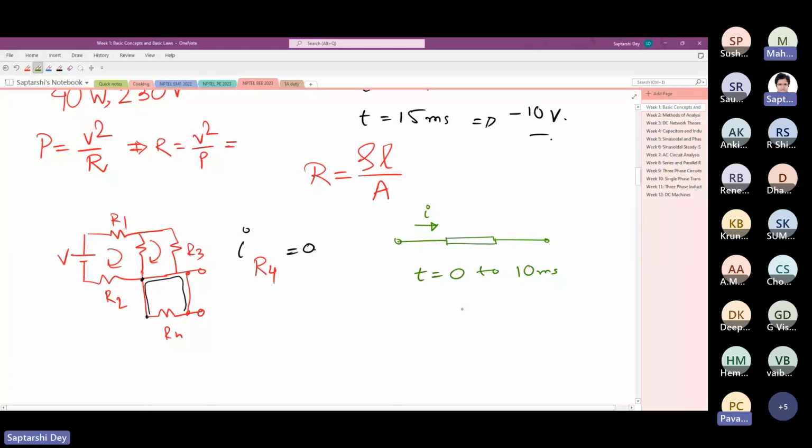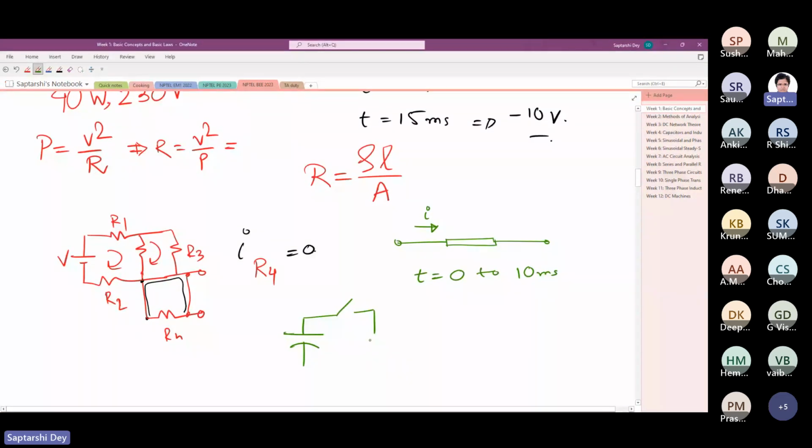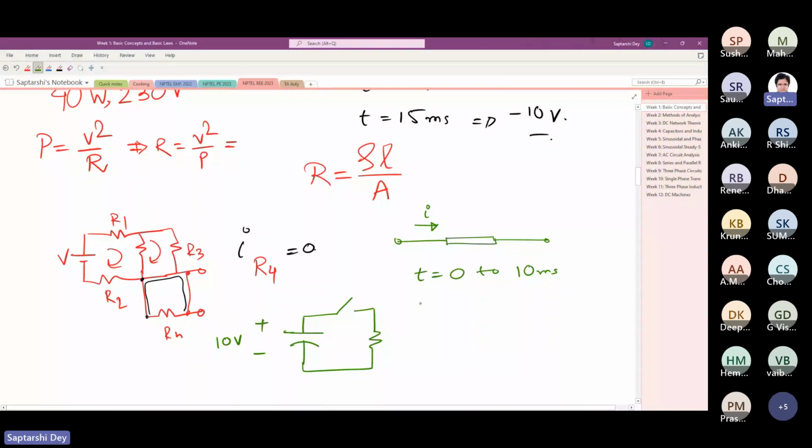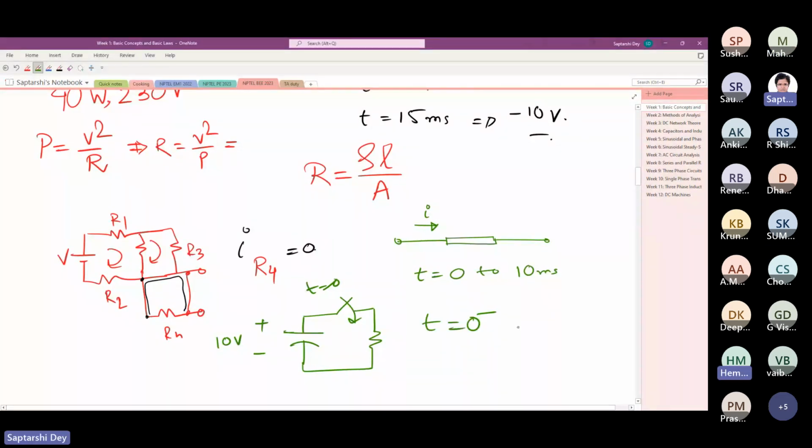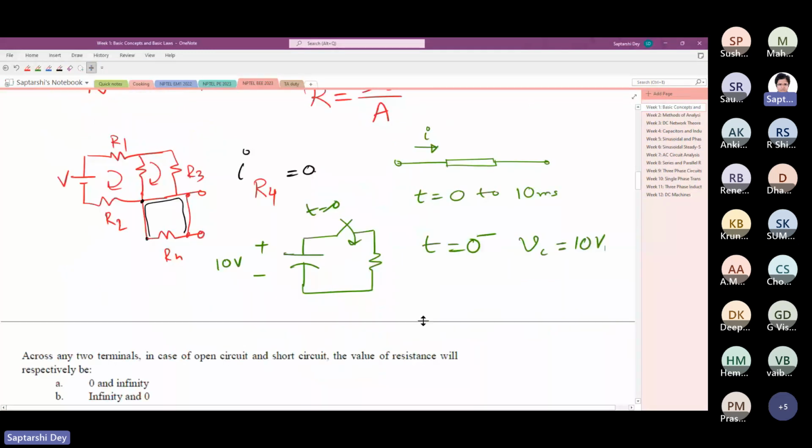Yes, the thing is like this. If you have a capacitor, a switch and a resistance, say the capacitor was initially charged, such that it had 10 volt across it. And say at t equals 0, I close the switch. What we say is at t equals 0 minus, the capacitor voltage was 10 volt. This is used to show the initial condition.